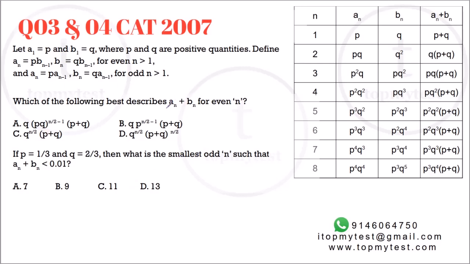Okay, which of the following best describes an plus bn for even n? Even values of n. So which means 2, 4, 6, 8. What is the best which satisfies? Now, if you look at it, each of them have a p plus q power, but the power of p plus q does not change. It's only to the power 1. So option D is out.